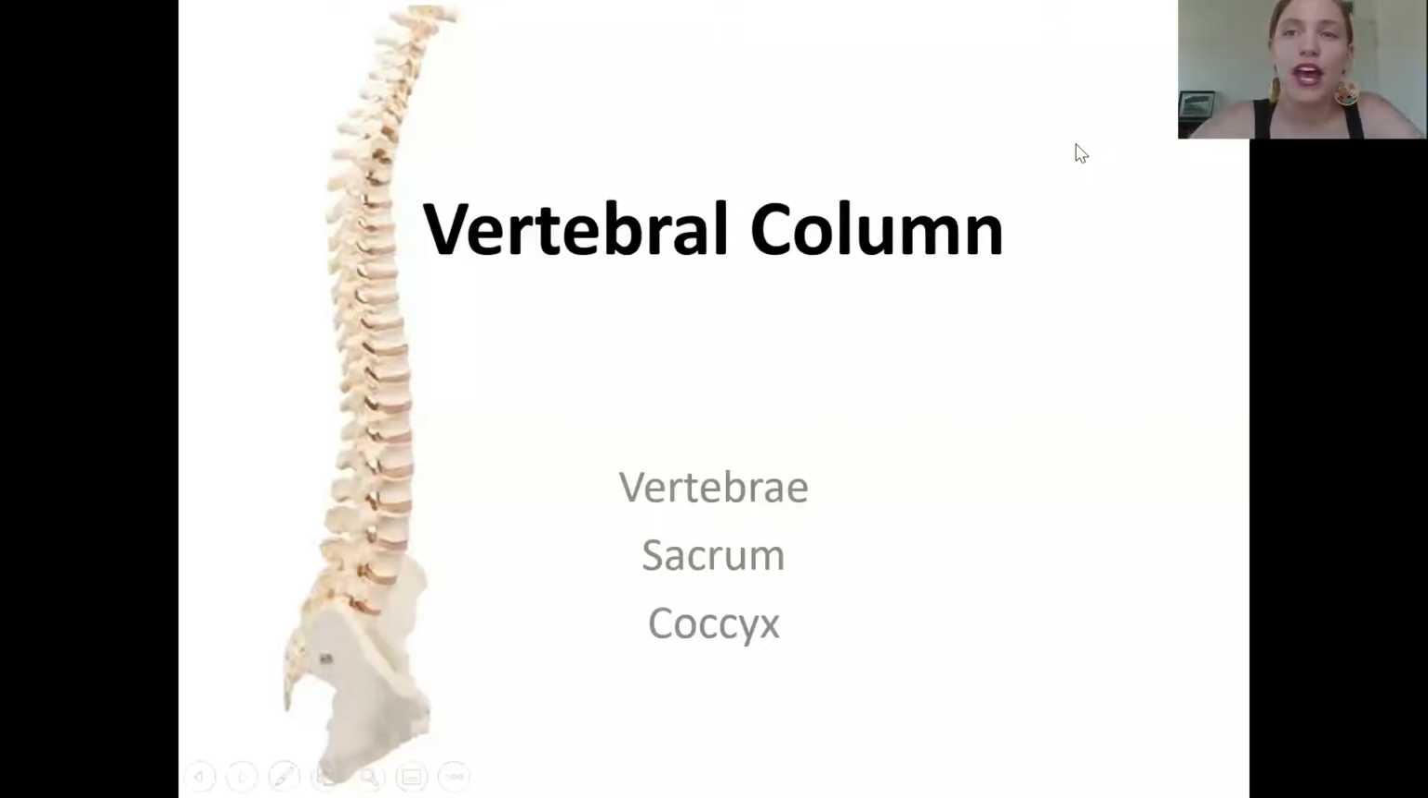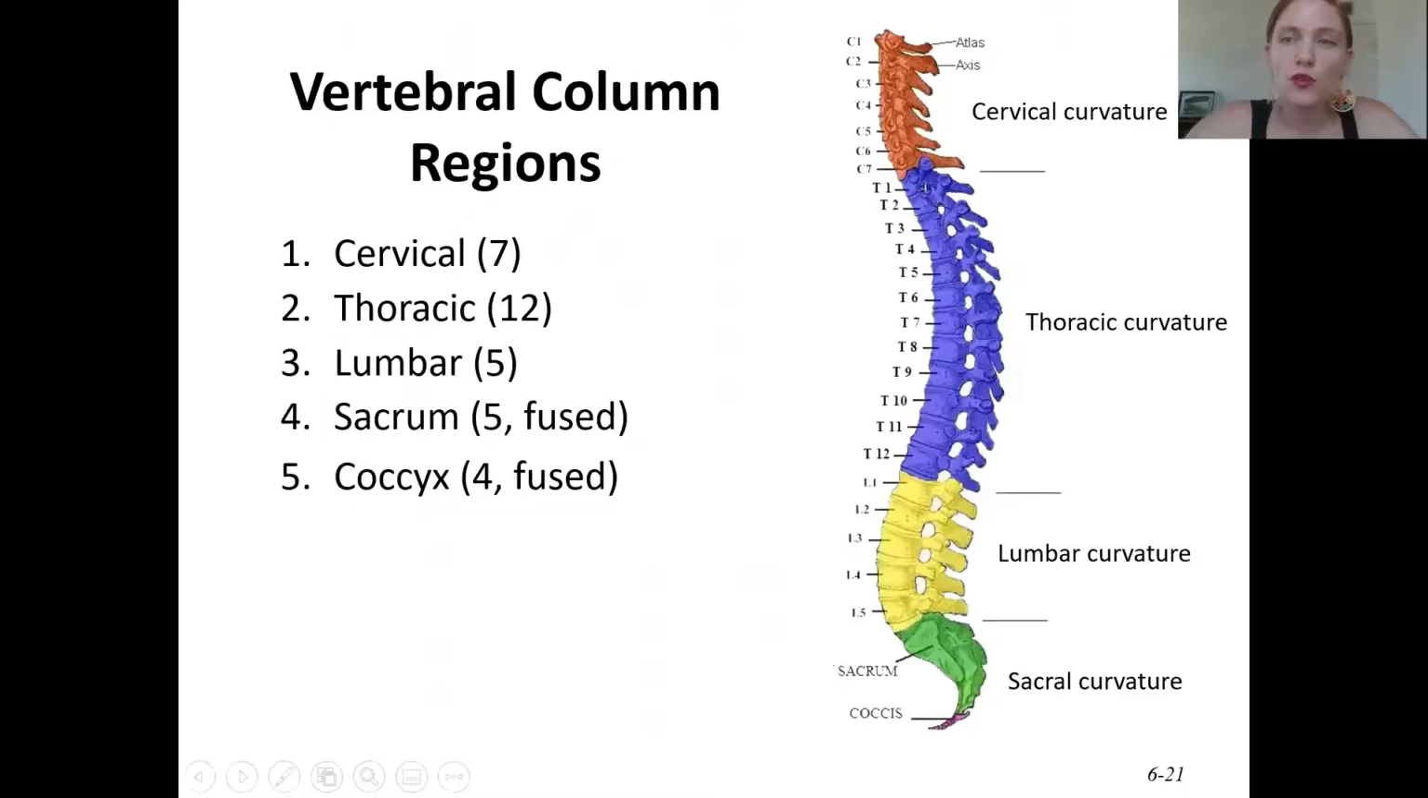Everyone. We are now in the third piece of our axial skeleton lecture, and we're going to be talking about the vertebral column. The vertebral column includes the vertebrae, all stacked on top of each other, the sacrum, and then the little tiny tailbone at the end, the coccyx. When the vertebral column is all put together, it creates regions, and these regions have a corresponding curvature.